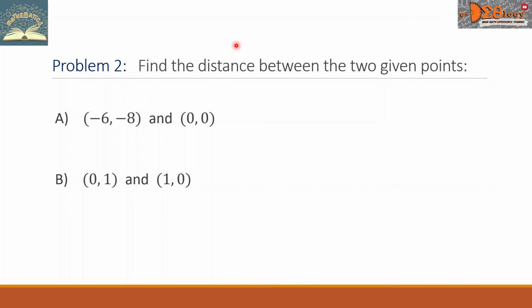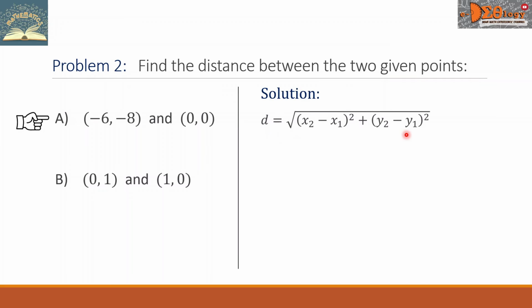Problem 2. Find the distance between the two given points. We have here A and B. Let's begin with A. The points are negative 6, negative 8, and 0, 0, or the origin. We have the big formula for the distance, and it's here. Now let us substitute the values. We assume that the first point is the P sub 1 with coordinates x sub 1, y sub 1. And the second point is the P sub 2 with coordinates x sub 2, y sub 2.